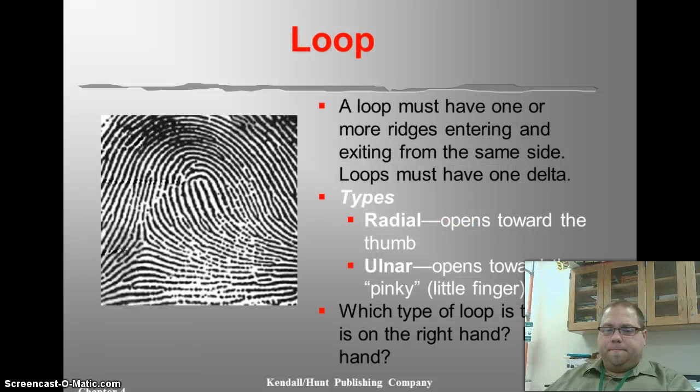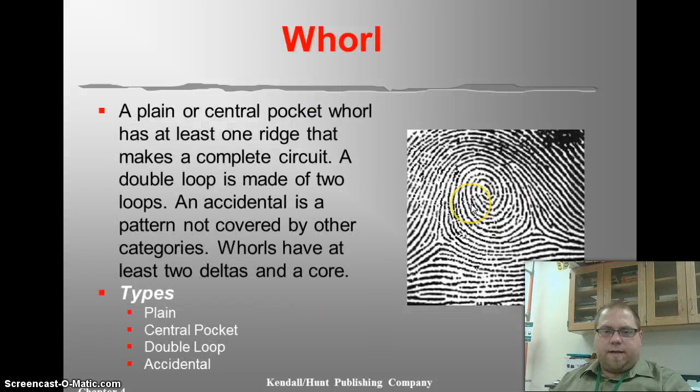Loops, okay? The characteristic of it is that the lines start, they enter and exit on the same side. And they will have one single delta. Remember, radial opens towards the thumb. It's your radius. And ulnar opens towards your pinky, which is your ulna bone. Ulna. Excuse me. All right.